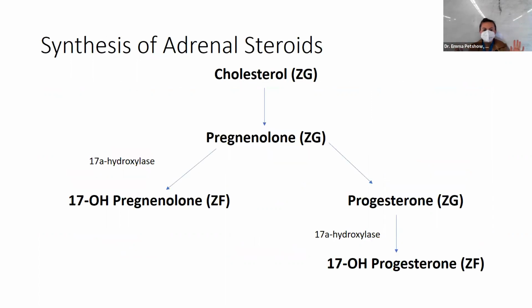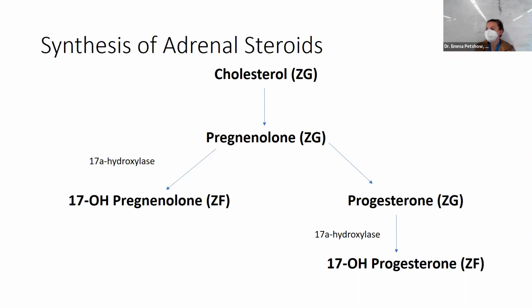So when we're thinking about synthesis of adrenal steroids, we're going to start up top with cholesterol. Cholesterol synthesized in the liver in the zona glomerulosa. Then we're going to transform cholesterol to pregnenolone. So those first 2 steps are universal throughout all of the different adrenal steroids that we will talk about today. From there, pregnenolone breaks off into 2 separate directions.